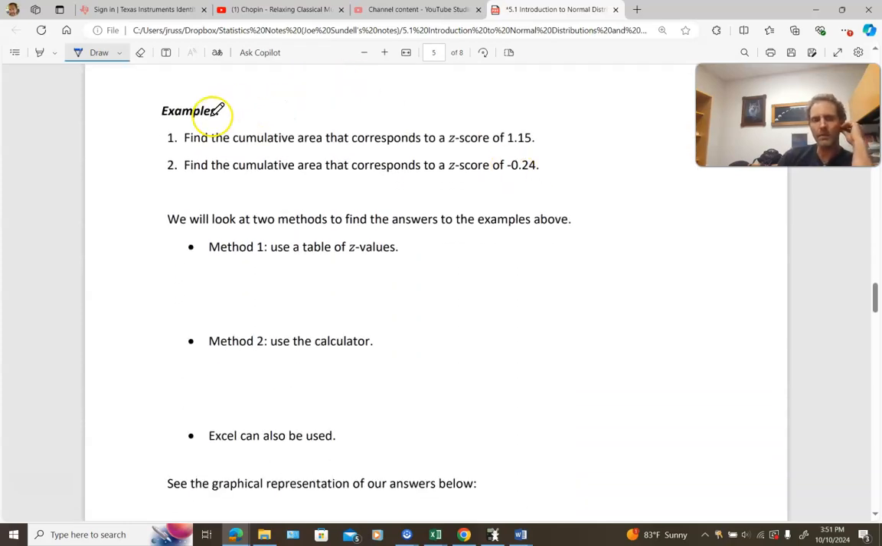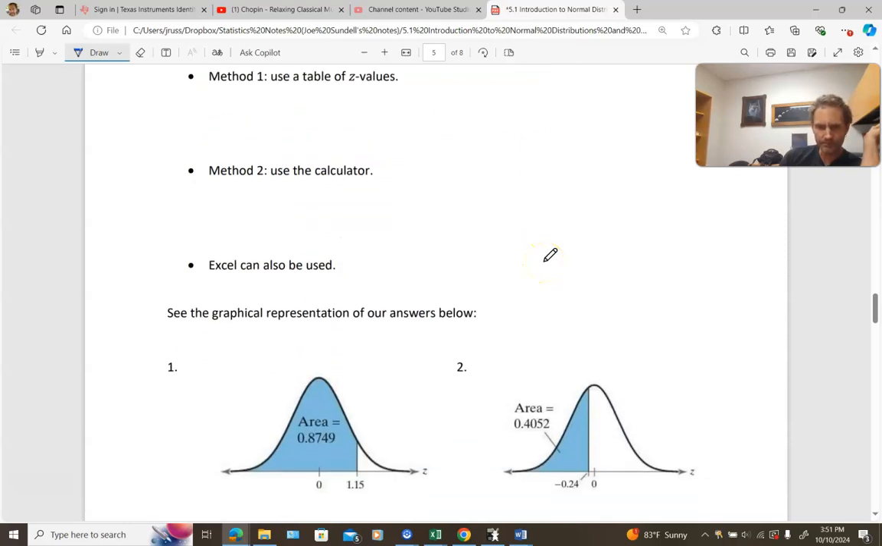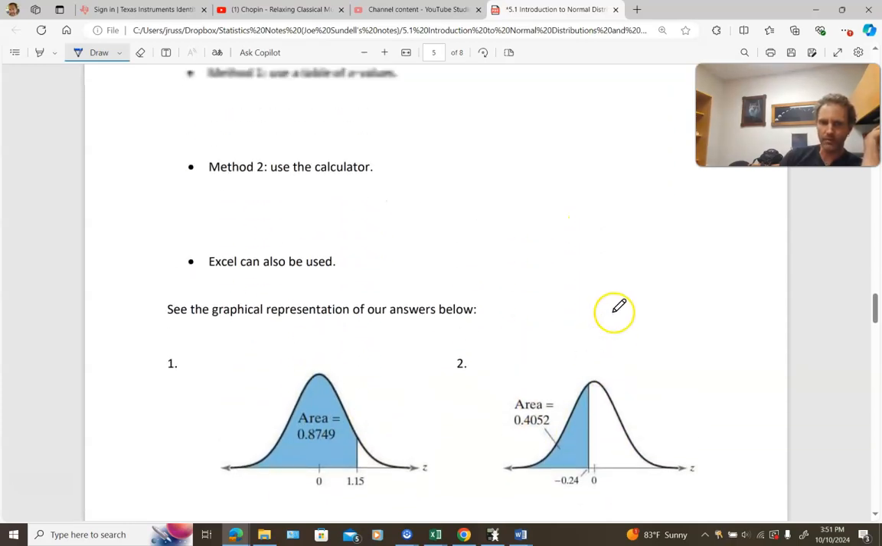Okay, so we're going to look at a couple examples. We want to find the cumulative area that corresponds to a z-score of 1.15, and then again for a z-score of negative 0.24. And we're going to use 3 different methods to do this. These are actually already done for us. These are the 2 graphical representations.